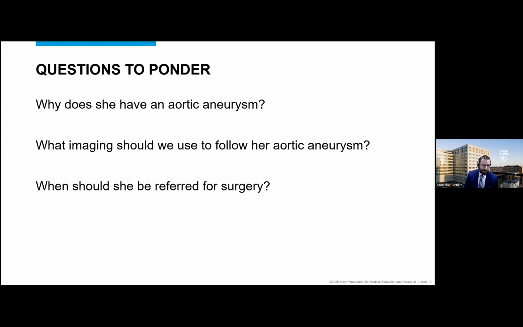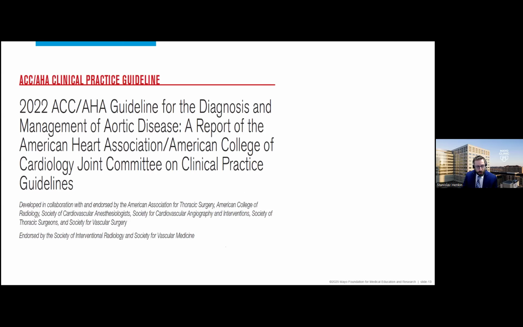So thinking about these cases, and this case specifically, why does she have an aortic aneurysm? What imaging should we use to follow her aortic aneurysm, and when should she be referred for surgery? So I point you to the 2022 ACC/AHA guidelines for the diagnosis and management of aortic disease.